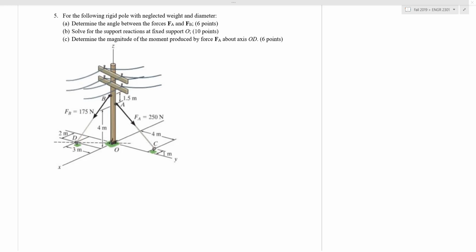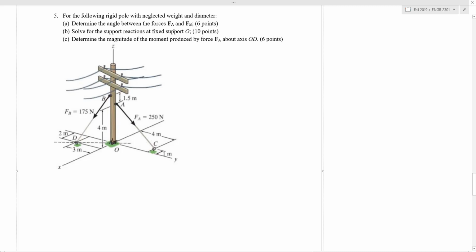Let's look at this problem. So we have a rigid pole. The pole itself has neglected weight and diameter, and we see two forces acting on the pole. Those are the applied load. And we need to determine several things.